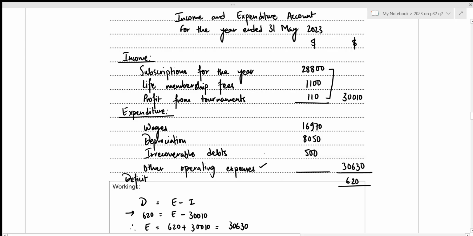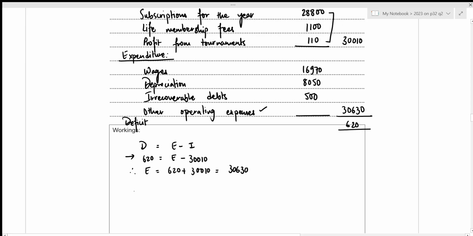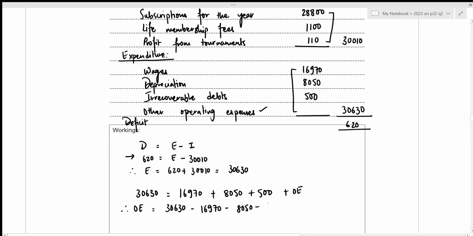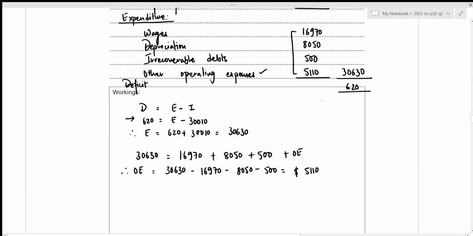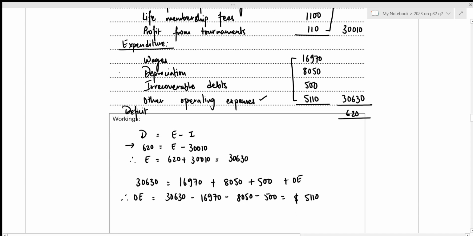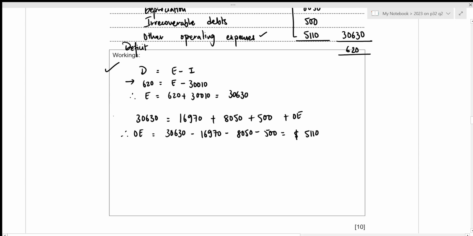Now we also have to figure out the other operating expenses. So again, we can create an equation because the total of 30,630 is just the sum of these four amounts. So that's 16,970 plus 8,050 plus 500 plus the operating expenses, which means that the operating expenses is just going to be 30,630 minus 16,970 minus 8,050 minus 500, which results in the amount of 5,110. That will be other operating expenses. Okay, this concludes the income and expenditure account. And again, remember to show your workings for the subscriptions for the year within this workings box to get your markings correctly.